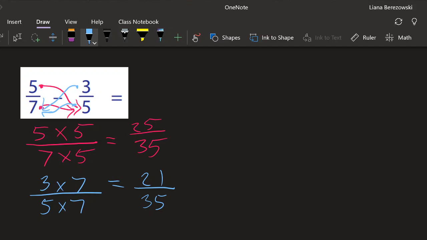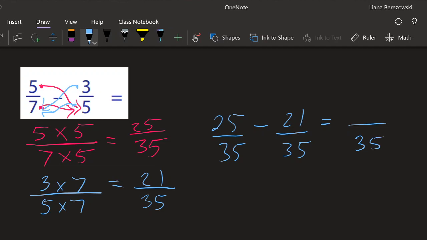Okay. So now we have two like fractions. They have the same denominator, so now we can just go ahead and subtract them. So we have 25/35, and we're going to subtract 21/35 from it. Okay. Remember, we leave our denominator the same. It doesn't change, so our answer is going to have a denominator of 35, and then 25 minus 21 is going to be 4. Okay. Again, this is a fraction that can't be simplified any further, so our answer is just going to be 4/35.